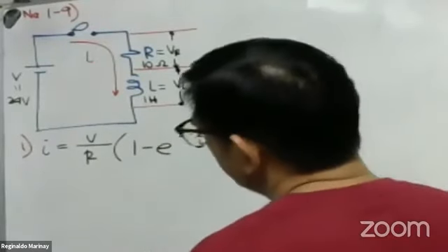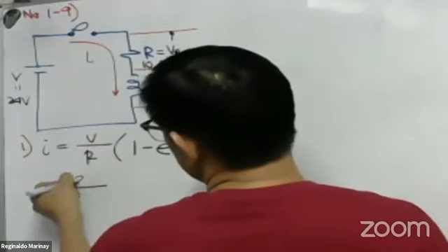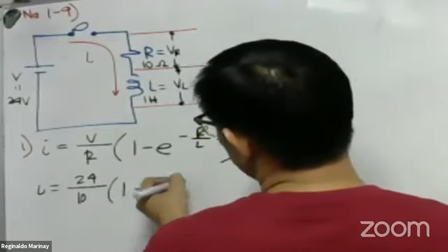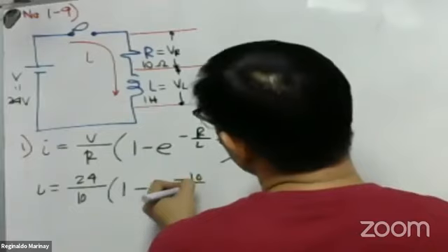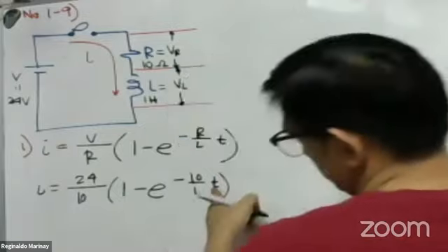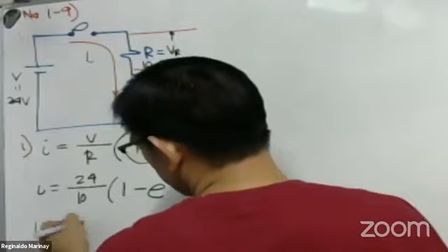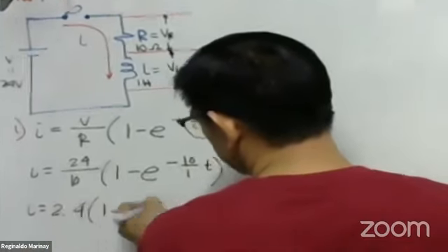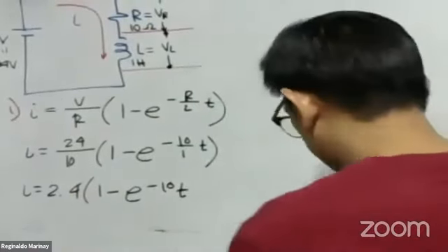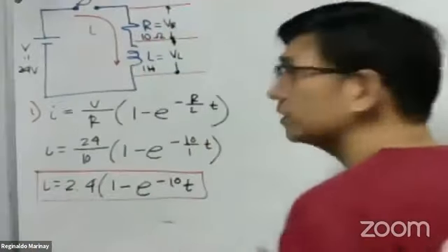So ito yung equation natin. Let us substitute. V is 24, resistance is 10, so we have 1 minus e raised to negative 10 over 1, times t. So our i now is equal to 24 over 10, 2.4, times 1 minus e raised to negative 10t. So this will be our answer for number 1.